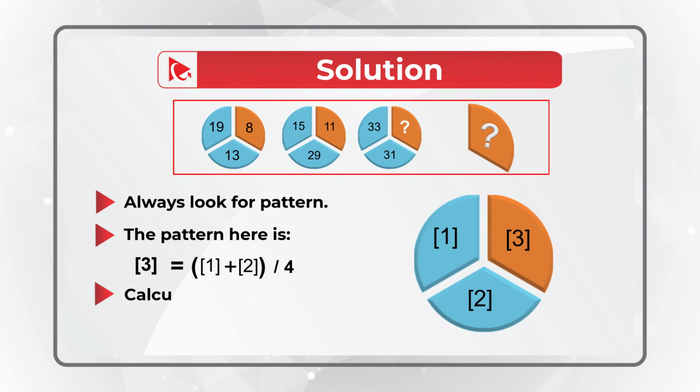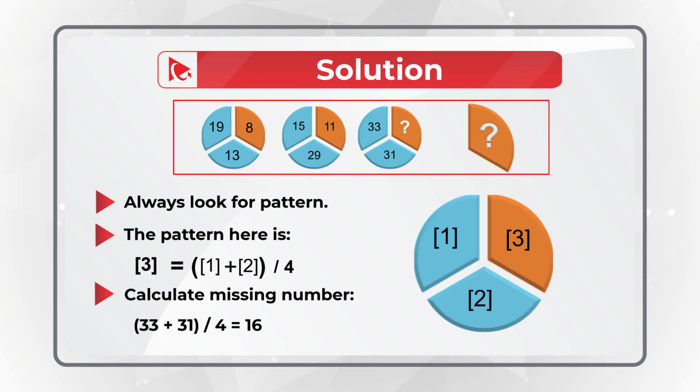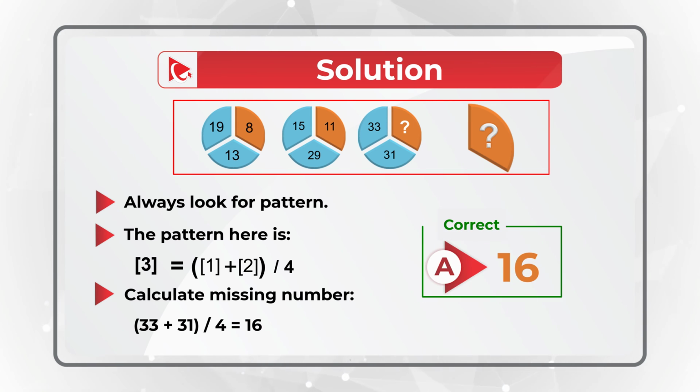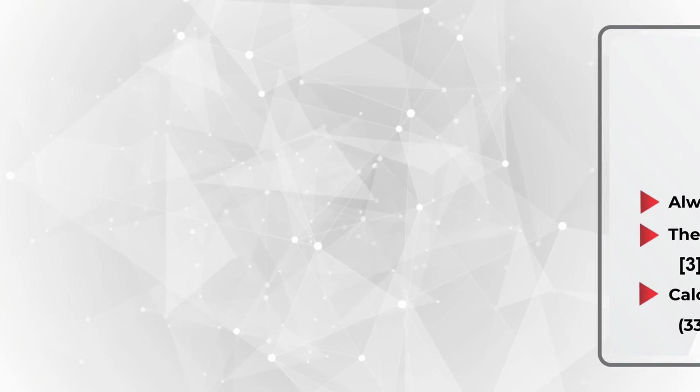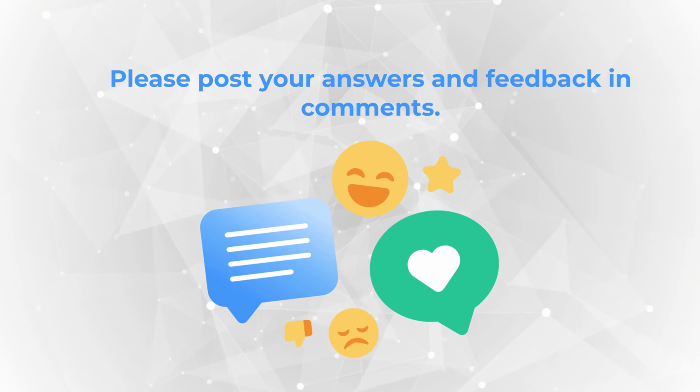So to calculate the missing number, you need to add 33 plus 31 and then divide the sum by 4, and you will get to the result, which would be 16. Hopefully you've enjoyed this tricky question and now know how to answer similar problems on the test.